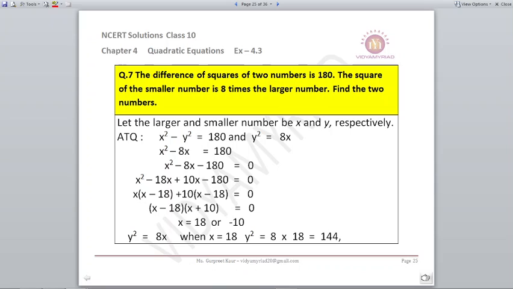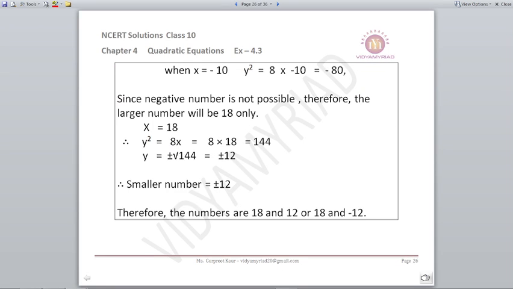Now this can also be solved with the help of middle term splitting, and with this we found the values of x as 18 or minus 10. Now if I take y square equal to 8x and put the value of x over here, y square comes out to be 144 in the first case, and in the second case it comes out to be minus 80.